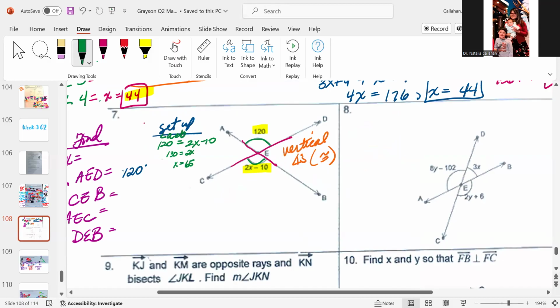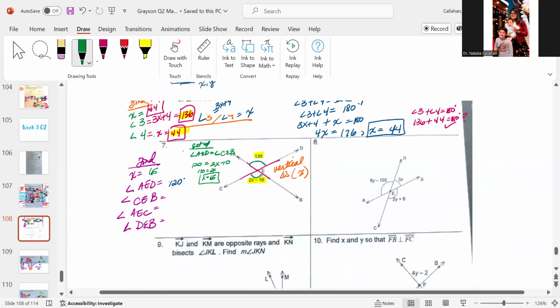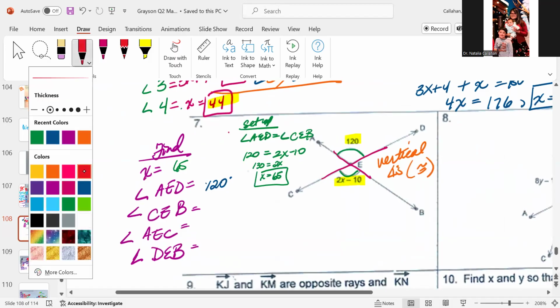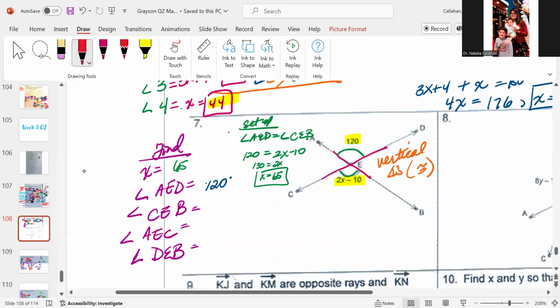Angles AEB equals, or AED, not AEB. Let's rewrite that. Angles AED equals angles CEB. So now you see. Yep. And so then when you set this up, you already figure out what x is, correct?